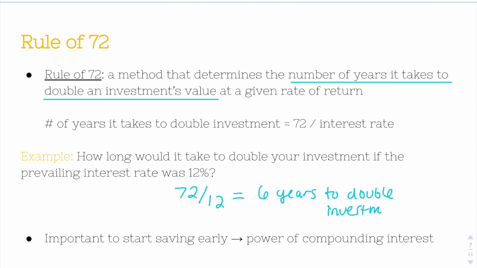And the purpose of this slide, and the rule of 72 in general, is that it's important to start saving early because of the power of compounding interest. So obviously, if the interest rate was 12%, that is very high, but that shows you that in just 6 years, you would completely double your investment. So there's a real benefit to saving and starting to save early.